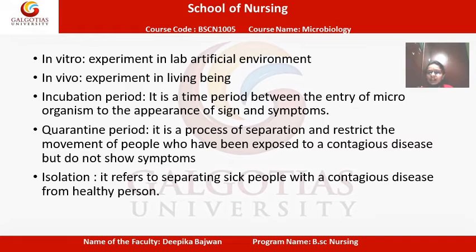So we can identify the difference between quarantine and isolation. Isolation means separating the confirmed sick people from healthy persons. But in quarantine we are not separating sick people; we are separating persons who have been exposed but do not have any disease condition. So that is quarantine and isolation.